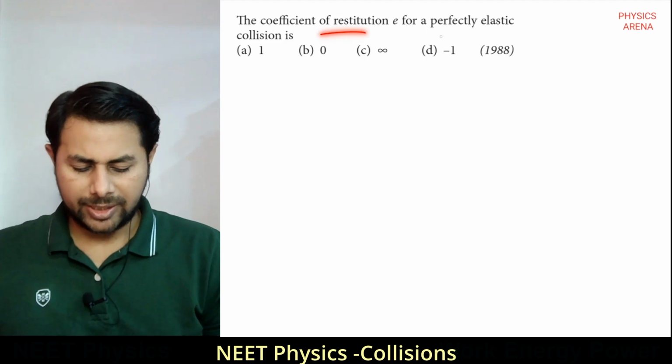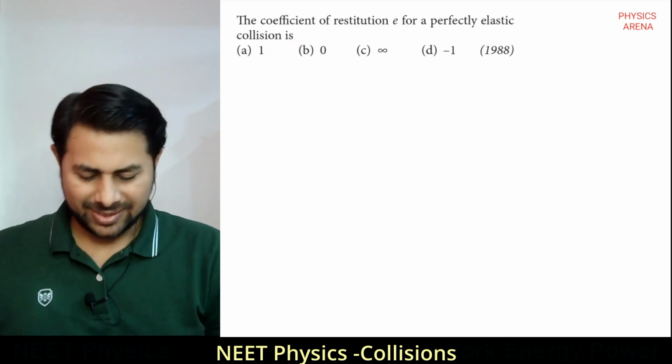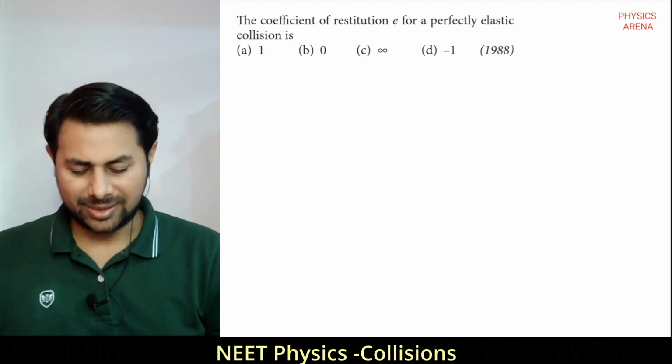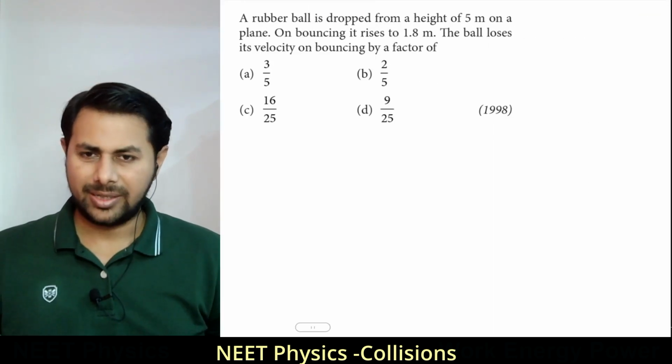The coefficient of restitution e for a perfectly elastic collision is, now this is very simple. They might ask this question. So the answer is what? The answer is 1. Okay, good. Let's see the next one.